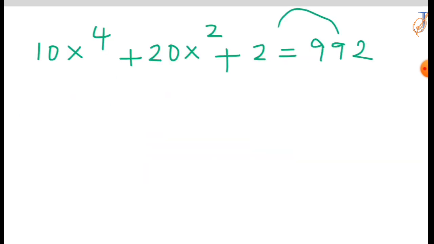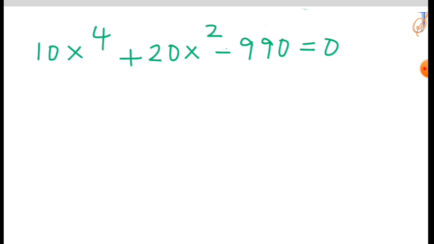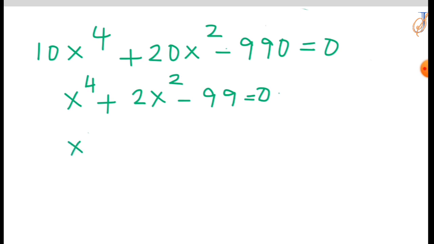When you send this to the left hand side, you will get 992 minus 2, which gives −990, equal to 0. If you divide by 10 on both sides, then you will get x^4 + 2x^2 − 99 equal to 0. This x^4 we can write as (x^2)^2 + 2x^2 − 99, that is equal to 0.